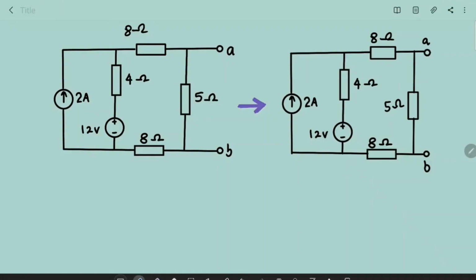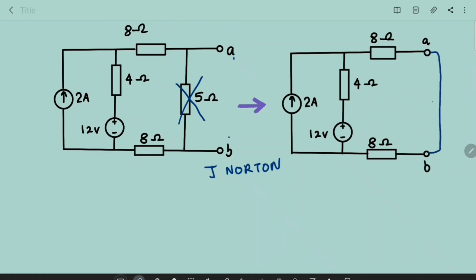Okay, so the next step is to find I Norton. To redraw the new circuit for I Norton, we need to ignore this 5 ohm resistor because the terminal AB is already short circuited. So the new circuit will become like this. So the I Norton will go through this wire.